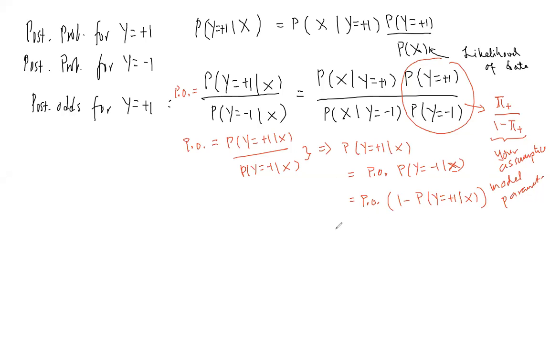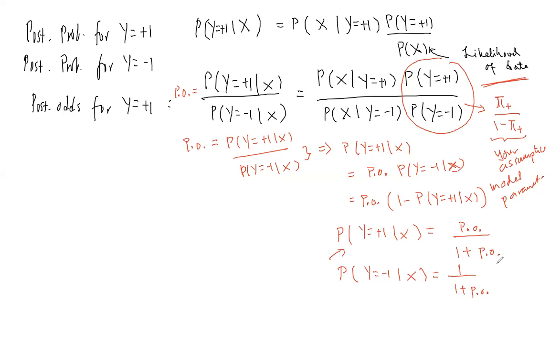And working out, you will have the posterior probability equal to the posterior odds over 1 plus the posterior odds. And the posterior probability for the other class will be equal to 1 over 1 plus the posterior odds. So the posterior odds will allow you to get rid of the likelihood term here. And then if you want to work with the posterior probabilities, you can recover them from the posterior odds.